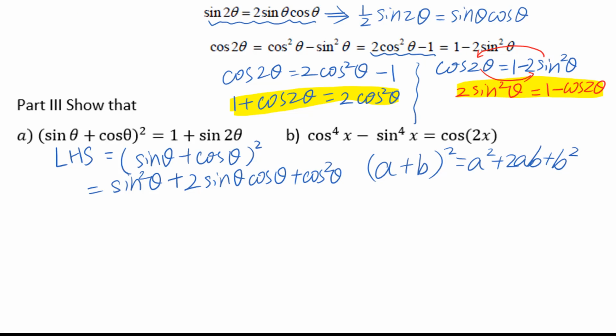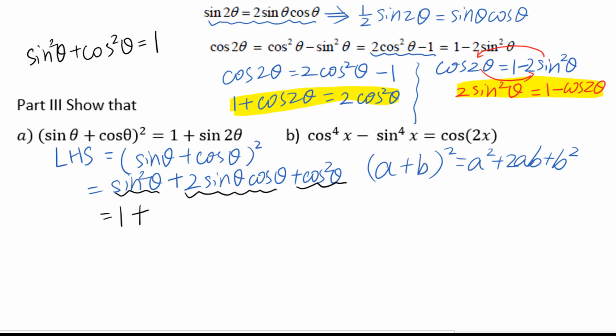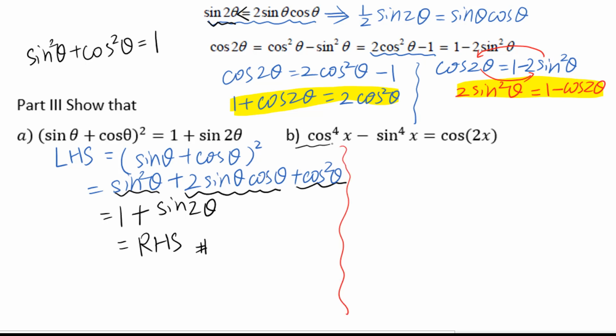We do know that sine square theta plus cosine square theta equals 1. Therefore, this equals 1. Then plus, for 2 sine theta cosine theta, you can get sine 2 theta. So you get sine 2 theta, which equals the right hand side. So we finish proving. Let's go to B.